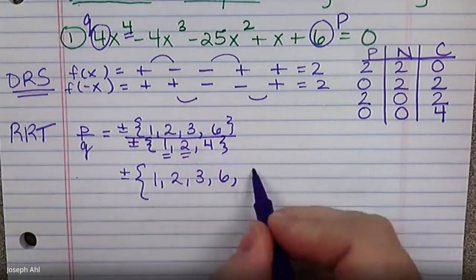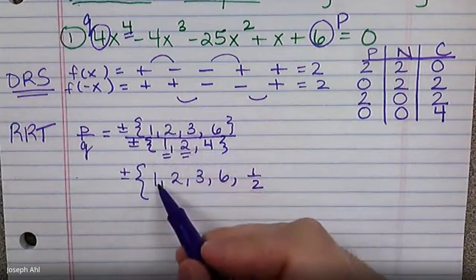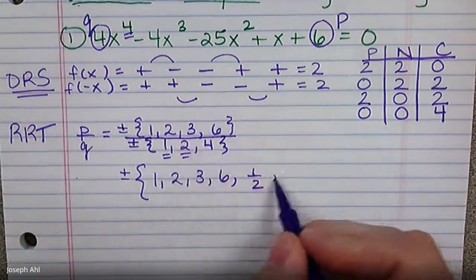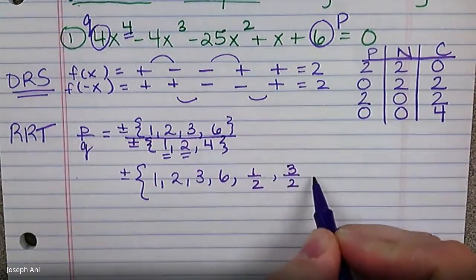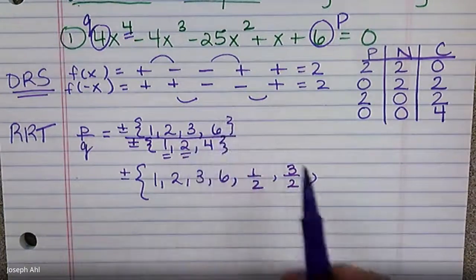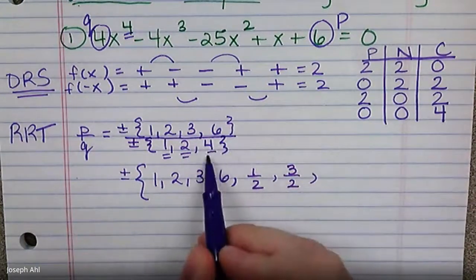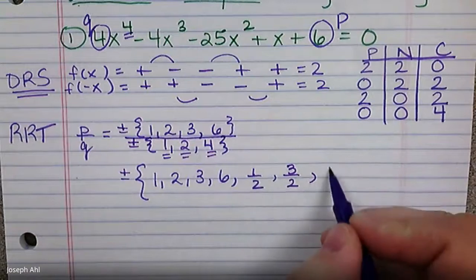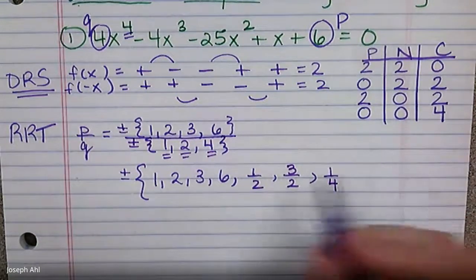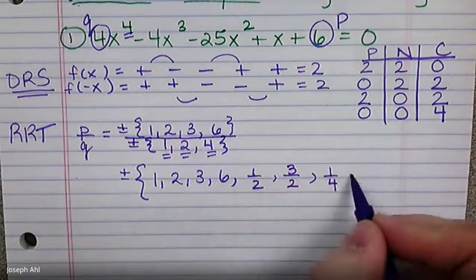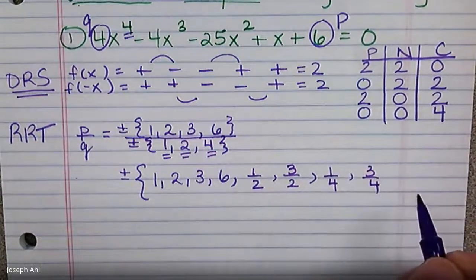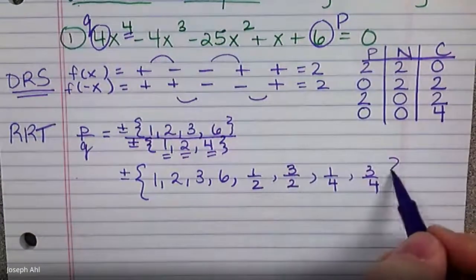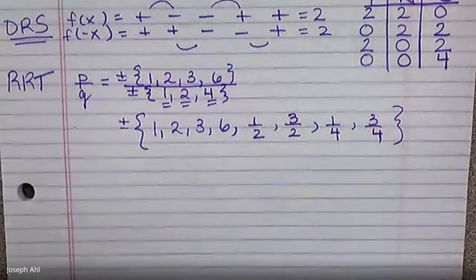We get 1/2. 2 over 2 is 1. That's already there. We get 3 halves and 6 halves, which is 3, so that we don't have to repeat that. But then lastly, take everything on the top, divide by 4. So you get 1/4. 2/4 is a half. That's already there. 3/4 is new. 6/4 is 3 halves. Okay, so that's our total rational root list.